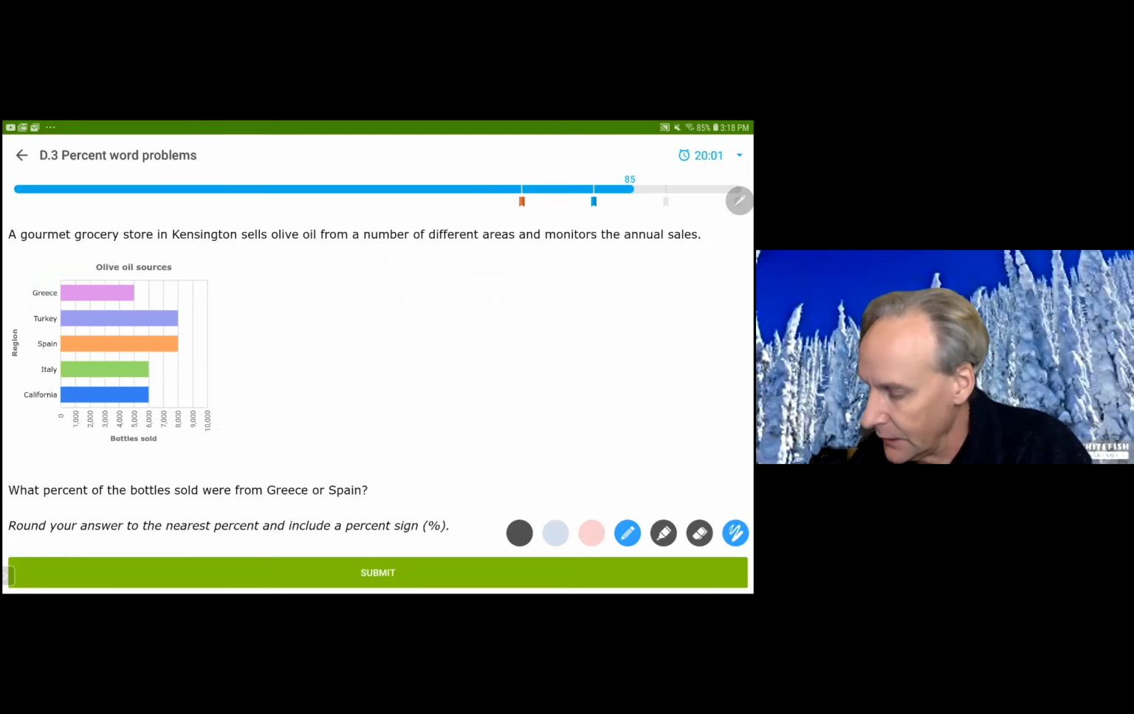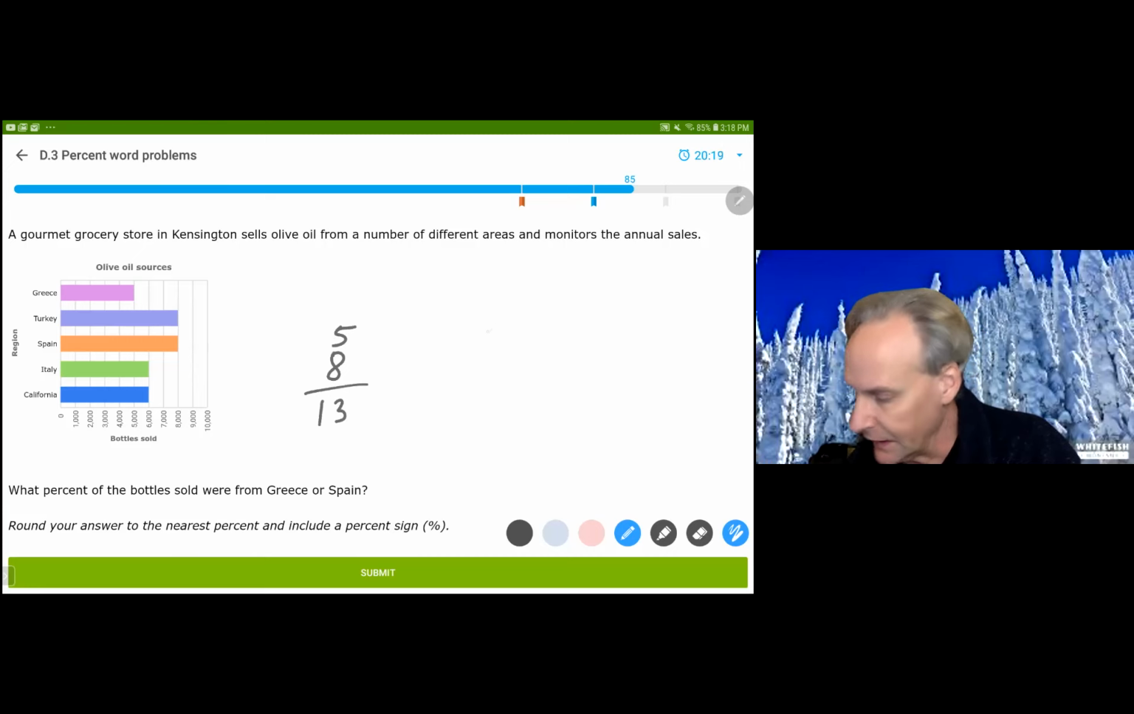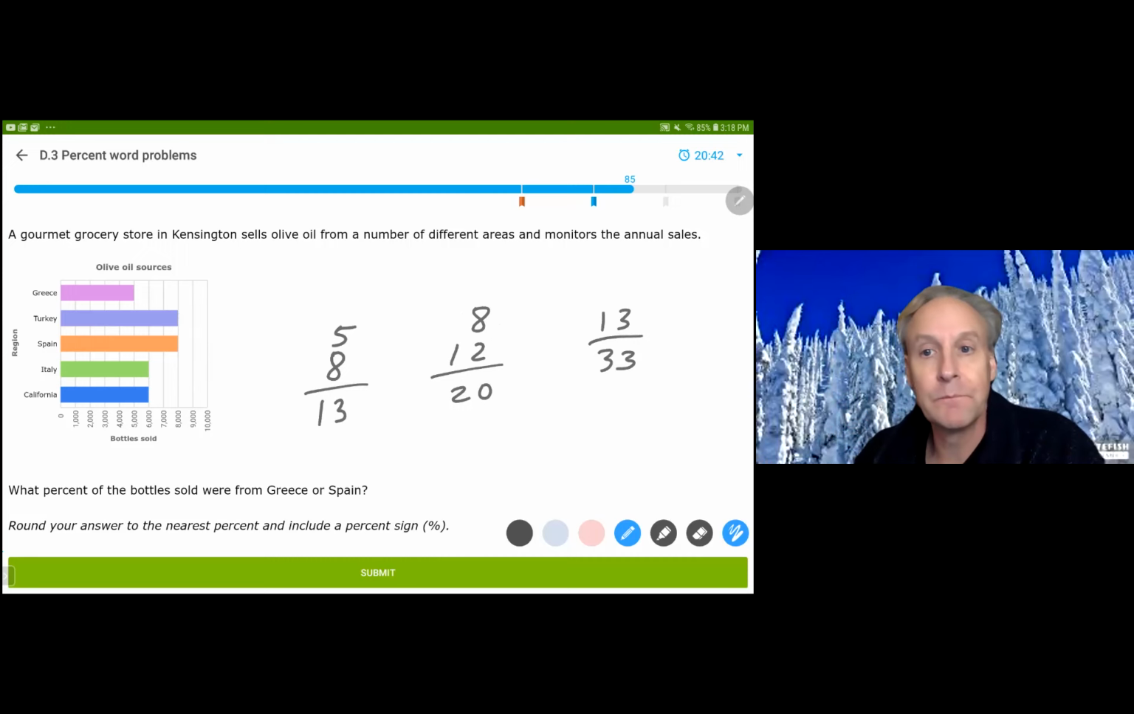Okay, what do we got here? Greece or Spain. So Greece is at 5,000 and Spain is at 8,000. And that's a total of 13,000. Well, I want the totals for everybody, so I want everybody else too. Okay, so yeah, we're going to take 13 out of the total. Now, if I add Turkey, which is at 8, Italy and California are each 6, so we have a total of 20 plus the 13 makes 33. So I'm talking about 13 out of 33.